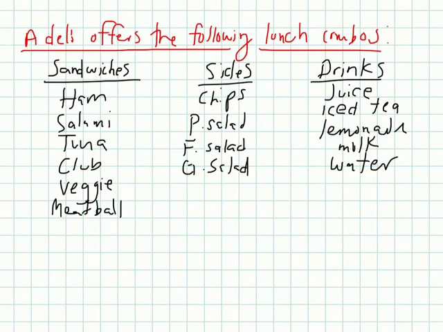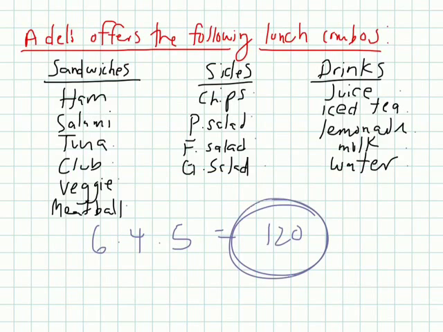So how many different combinations of ham, chips, and water, or club, salad, and juice can I get? And so sandwiches, we have a total of 1, 2, 3, 4, 5. We have 6 sandwiches times 4 sides times 5 different drinks. If you multiply all that together, that means that there's 120 different combinations you can get at the deli. That's it. Let's move on.